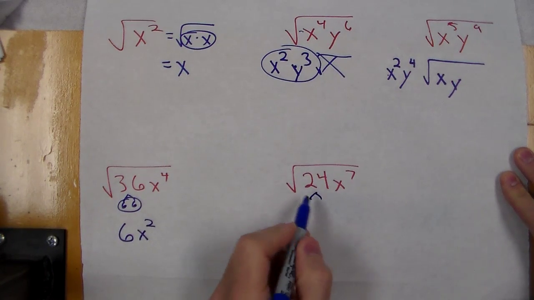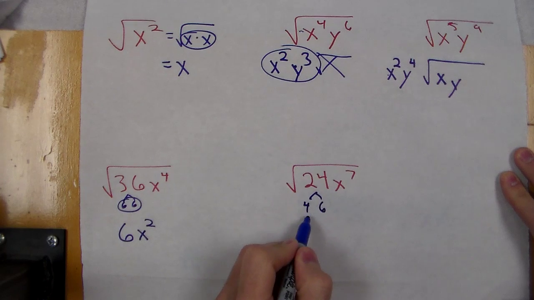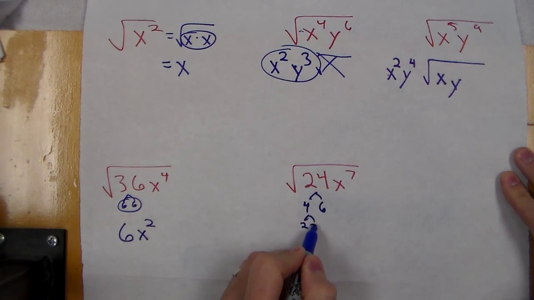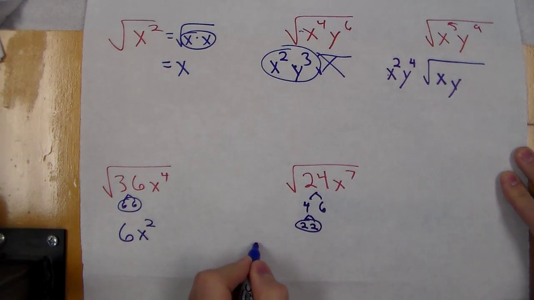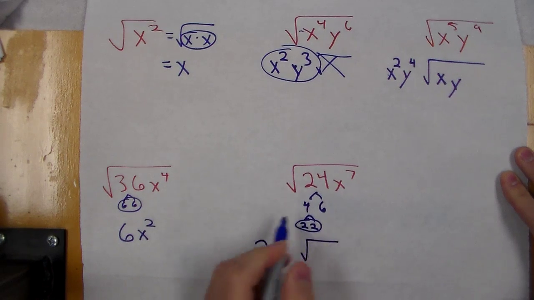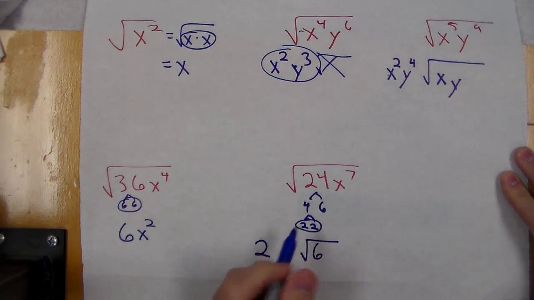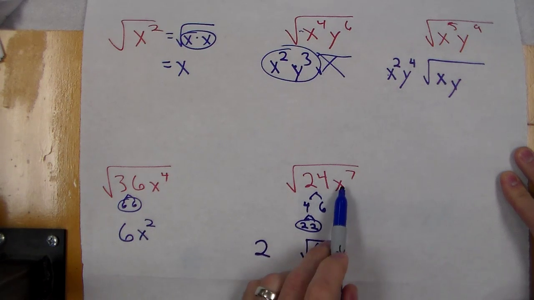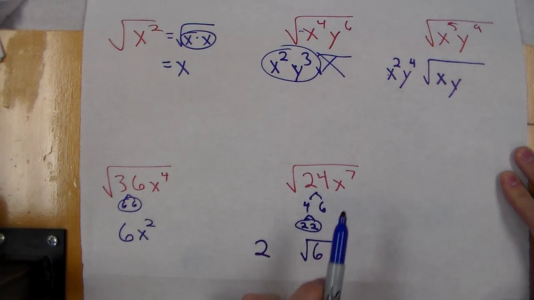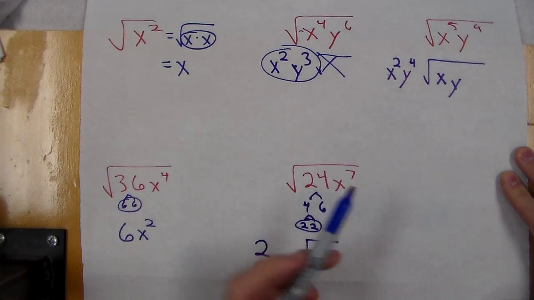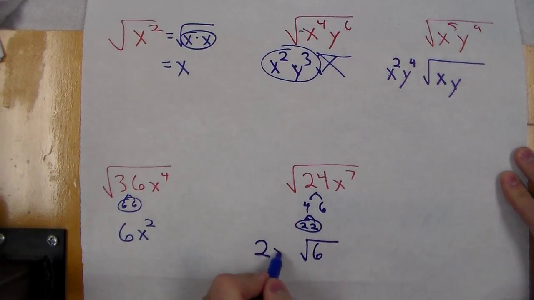24 is 4 times 6, and why I picked 4 times 6 is that 4 is 2 times 2. That's going to bring a 2 out. The 6 stays inside, because 6 is 2 times 3, it's not going to have any perfect squares. X to the 7th has 3 sets of 2, or it has x to the 6th, which makes x to the 3rd on the outside, and the x stays in.